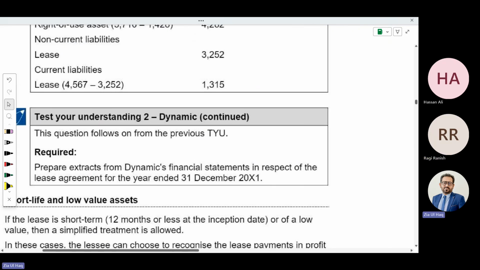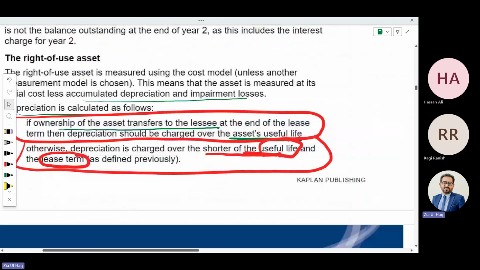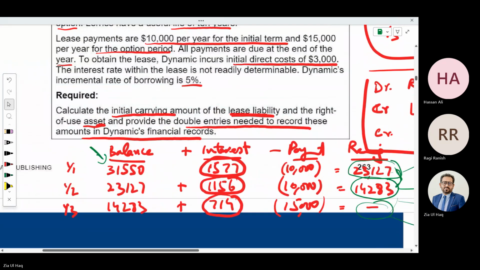Now test your understanding. Question one continued. There were 3 years, payments of 10,000, 10,000, 15,000. We calculated the present value of the lease liability. Asset value was 34550. Prepare an extract from the financial statements in respect of the lease agreement for the year ended 31st December 20x1. That you can calculate by yourself.